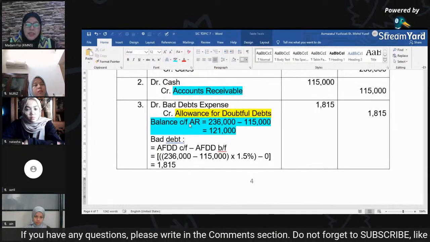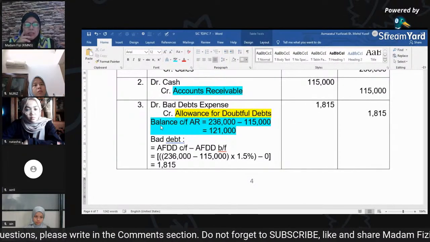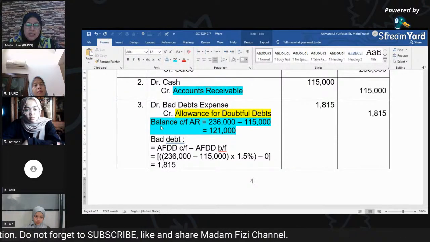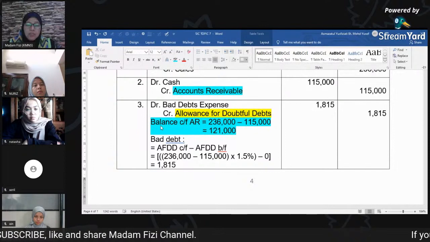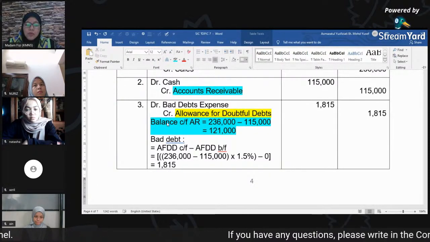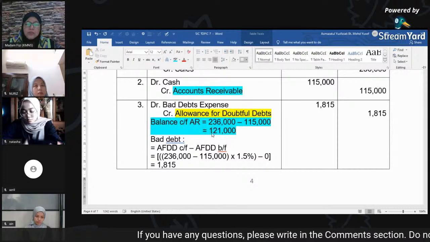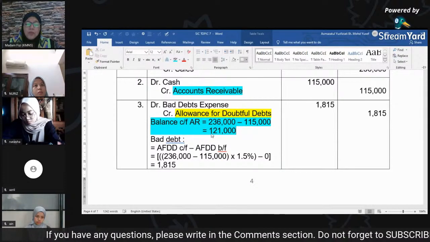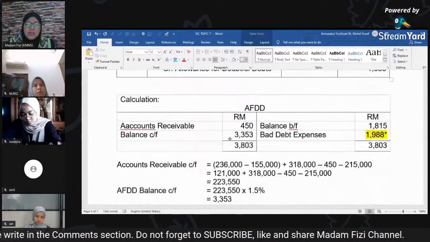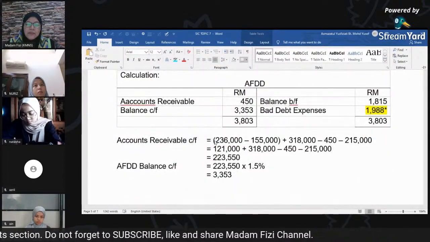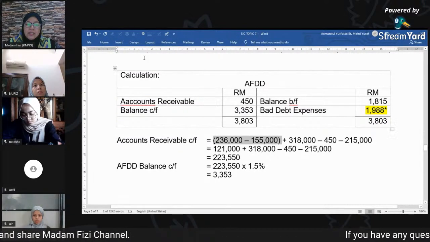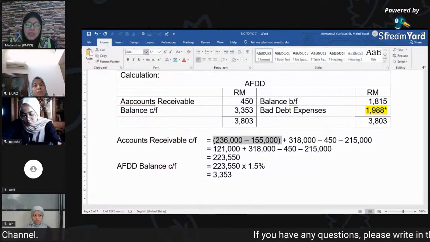Okay. Can I say the balance carry forward 2016 will become the balance brought forward 2017. Okay, so the balance brought forward accounts receivable 2017 is 121,000. Okay, so that's why this one. This is the calculation. This is the balance brought forward.